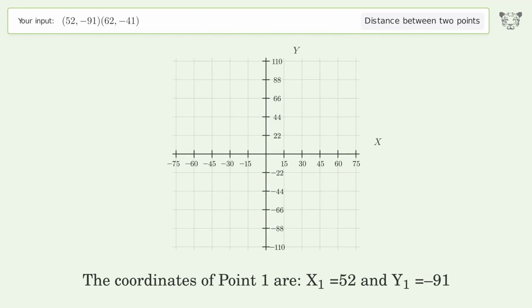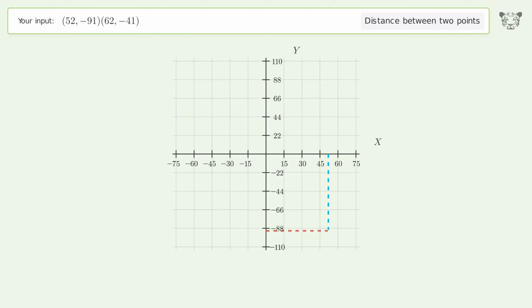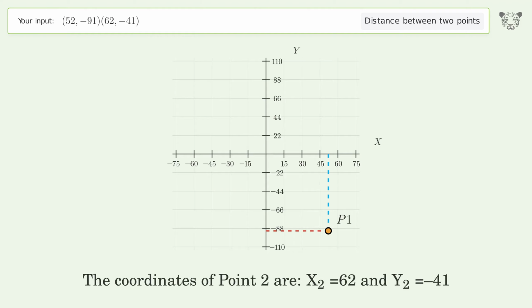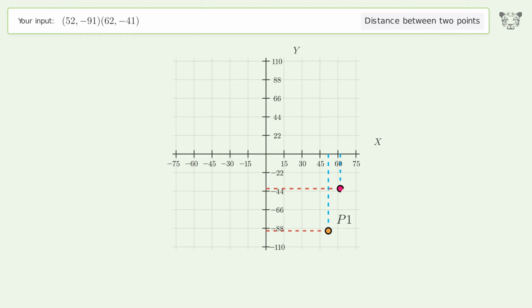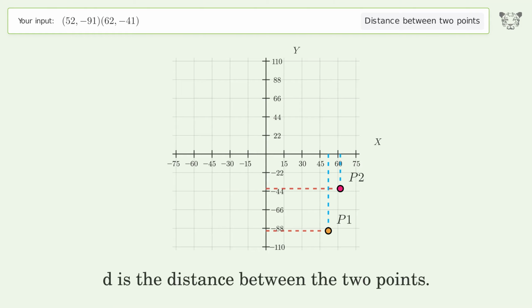The coordinates of point 1 are x1 equals 52 and y1 equals negative 91. The coordinates of point 2 are x2 equals 62 and y2 equals negative 41. D is the distance between the 2 points.